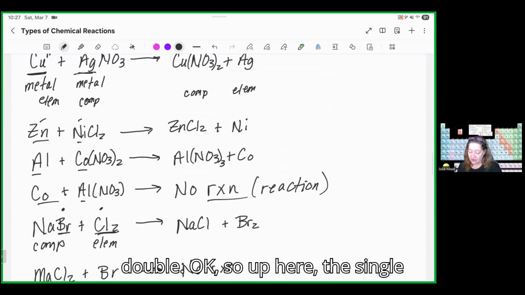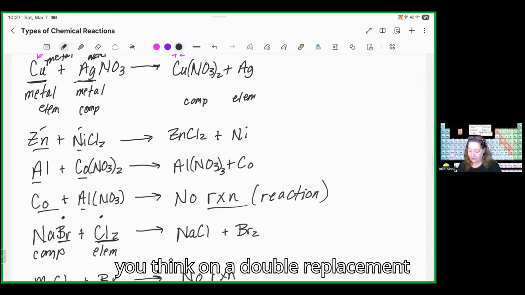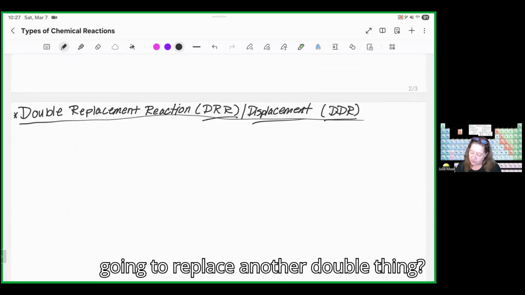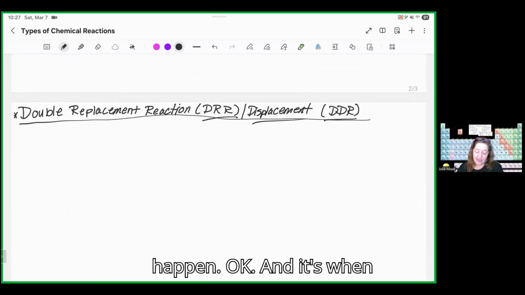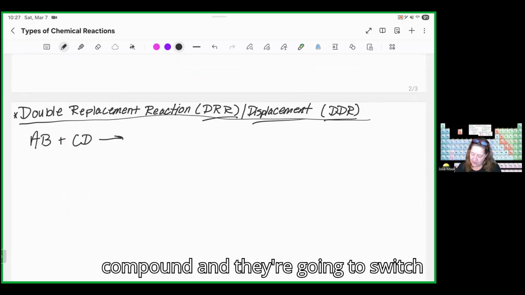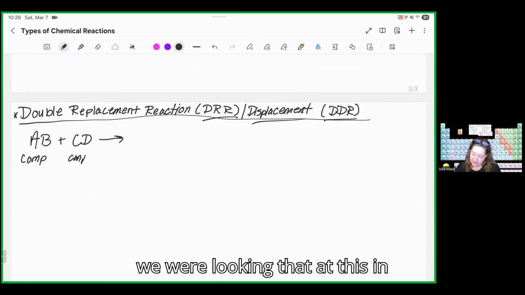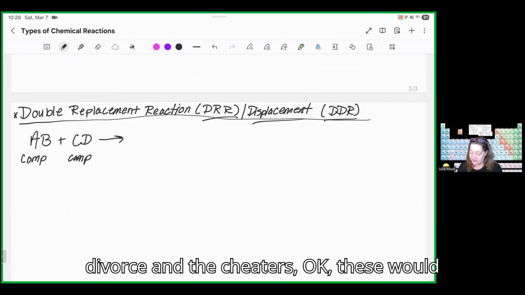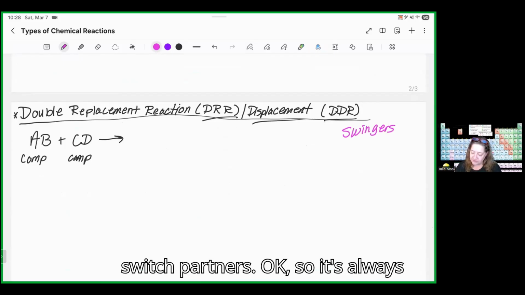Okay, so up here, in the single replacement reaction, a single thing replaced another single thing. So what do you think on a double replacement reaction? You think a double thing is going to replace another double thing? Yep, that is exactly what's going to happen. It's when you have a compound with another compound and they're going to switch partners. Okay, so if we were looking at this in terms of the marriage and the divorce and the cheaters, these would be swingers. They just switch partners.